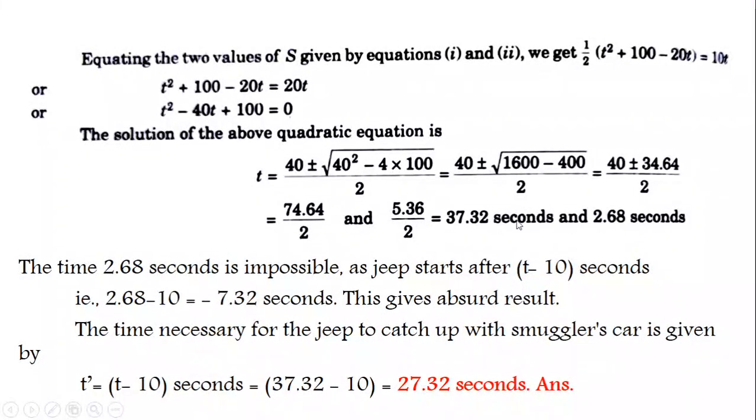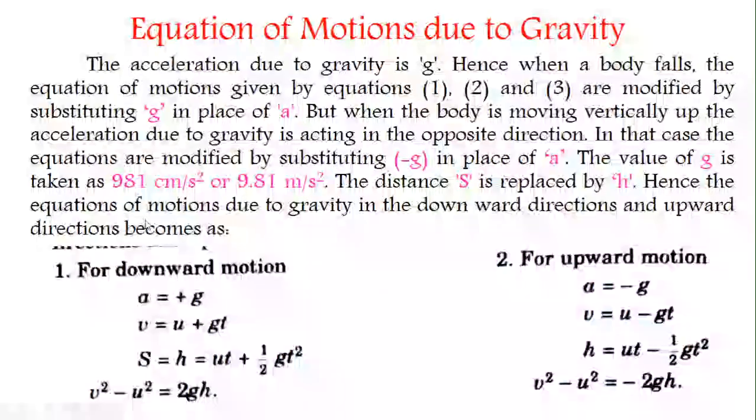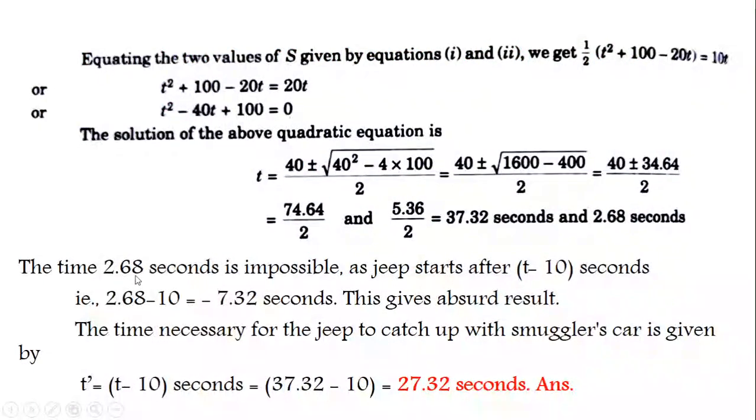Now, the time 2.68 seconds is impossible because the jeep starts after 10 seconds only. This time is below 10 seconds. So 2.68 minus 10 equals minus 7.32 seconds, which gives an absurd result. It is not possible. Now we go for the second time.